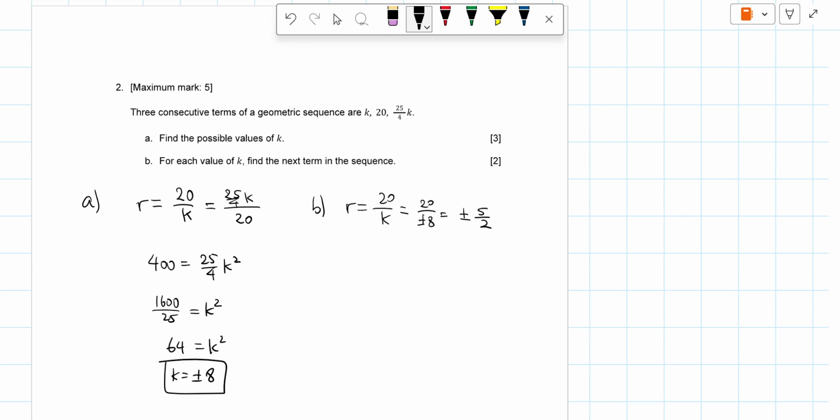So knowing that r is plus minus 5 over 2, let's also find the third term, 25 over 4 k, which would be 25 over 4 times plus minus 8, which is going to be plus minus 50. So we can say now, if k is equal to positive 8, then my next term after positive 50 will be multiplied by 5 over 2. So I think that will be 50 divided by 2, 25, multiplied by 5, 125. Next term.